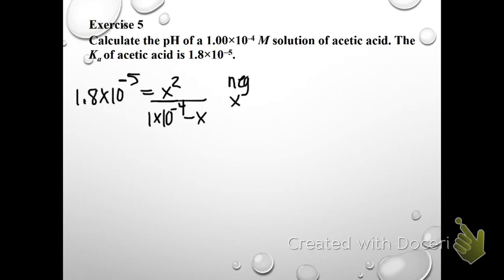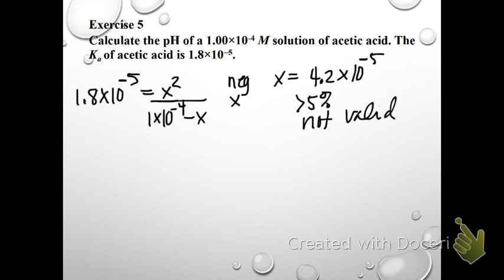So when I neglect x, I do my math. Y'all know how to do the math from here, right? So it would be x squared over that 1 times 10 to the negative 4. So x ends up being 4.25. Not 0.25, 0.2 times 10 to the negative 5, and that is greater than 5%, so not valid.